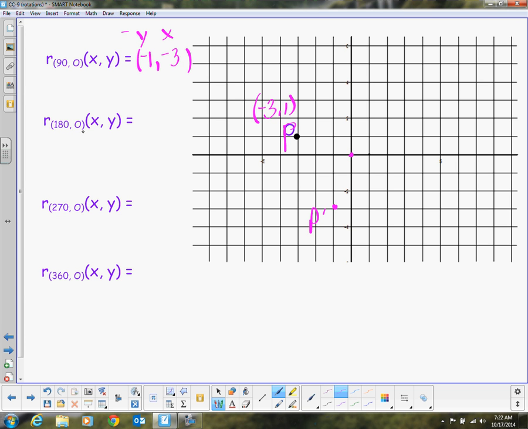If you want to do 180, the rule says negative x, negative y. That's opposite of x, opposite of y. So the opposite of negative 3 is positive 3. Notice there's no switch. The opposite of 1 is negative 1. So if I go over 3 and down 1, this is P double prime. That's a 180-degree rotation. Does that look like a 180-degree rotation? If I'm here, would I rotate 180 degrees?